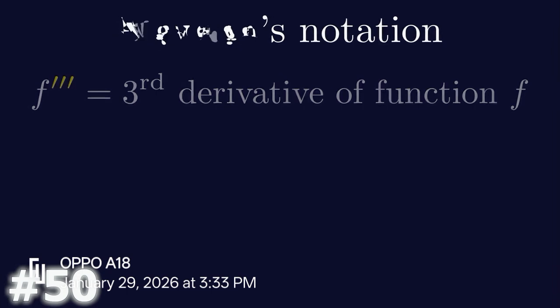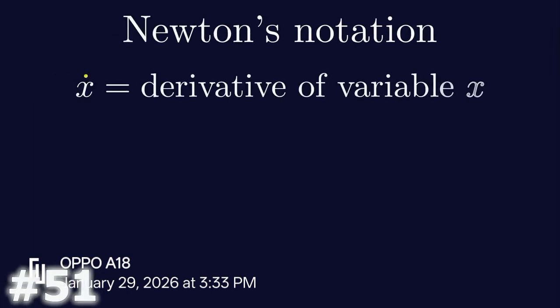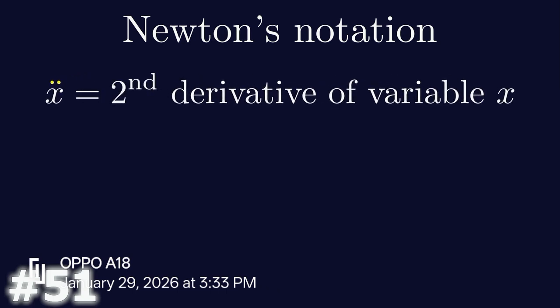In Newton's notation, the derivative is denoted as a dot. It is usually used to denote a derivative of a variable with respect to time. Adding the second dot, we can represent the second derivative.